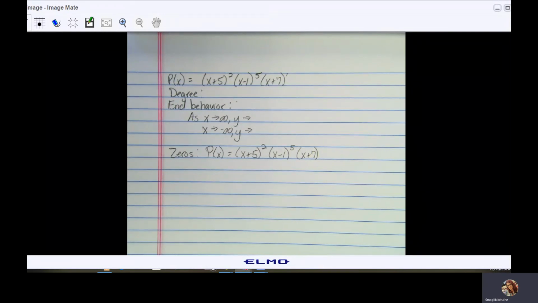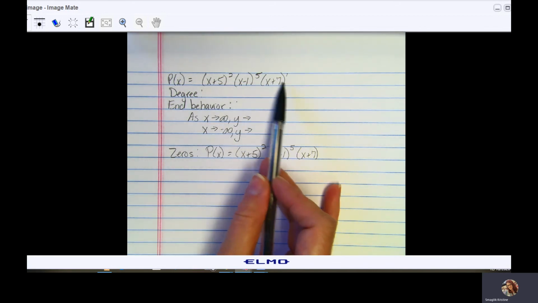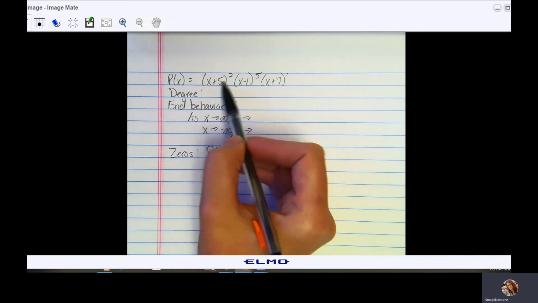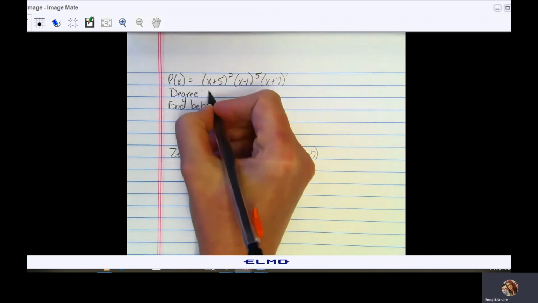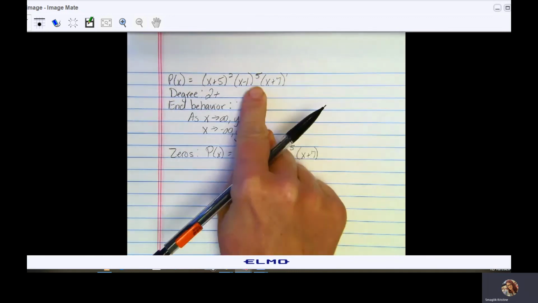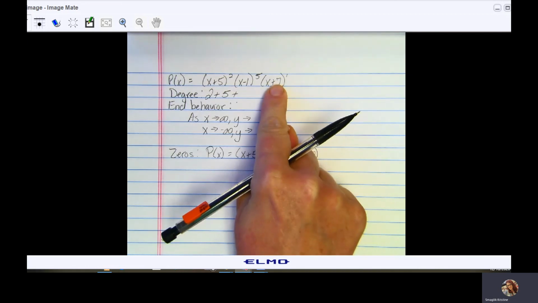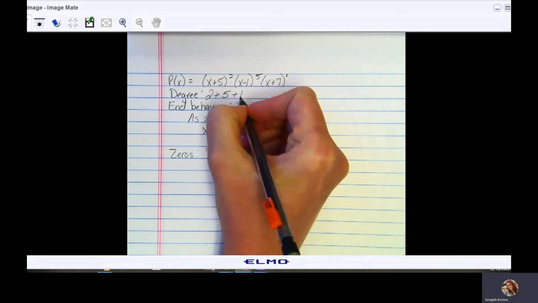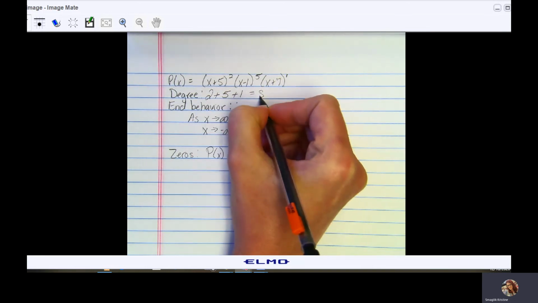Let's take a look at a polynomial in factored form. To determine the degree of this polynomial, all you need to do is add the exponents of each of these binomials. So I have a degree here of 2, plus a degree here of 5, plus a degree here of 1. If you don't see an exponent, remember there's an exponent of 1. 2 plus 5 plus 1 is 8.